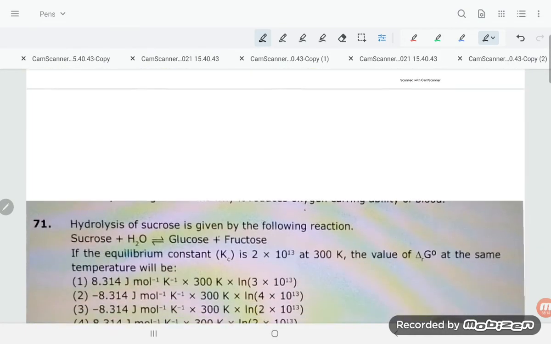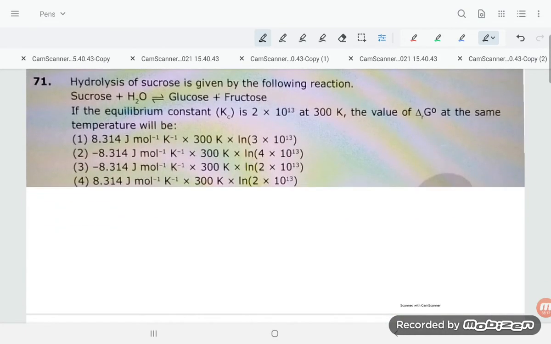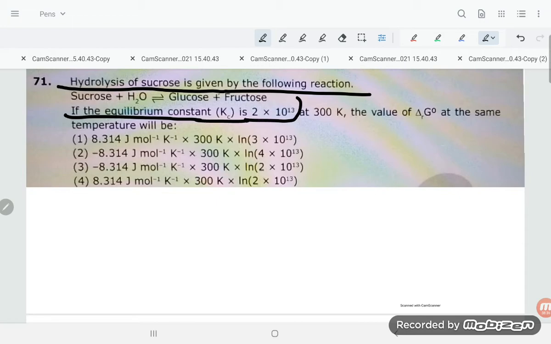Now 71, you see, student. They are saying hydrolysis of sucrose is given by the following reaction: sucrose plus water gives glucose plus fructose. If the equilibrium constant Kc is 2 into 10 to the power 13 at 300 Kelvin, the value of delta rG naught at the same temperature will be? Okay, dear students, let us try to solve this problem.